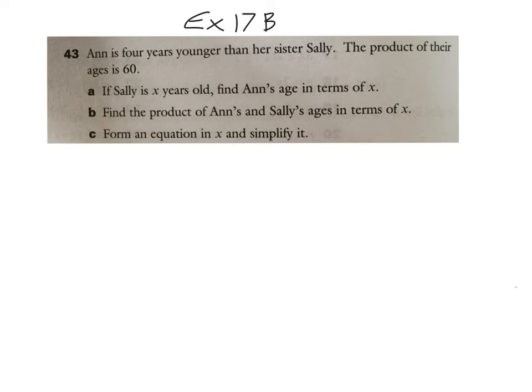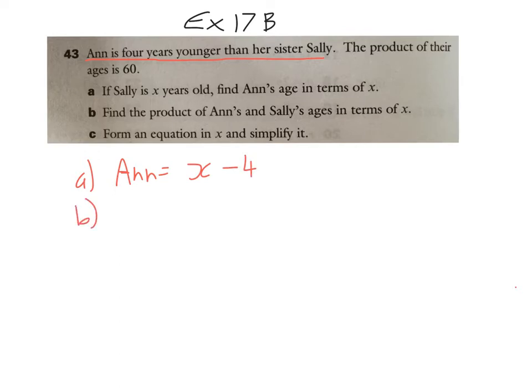Anne is 4 years younger than her sister Sally. The product of their ages is 60. If Sally is X years old, find Anne's age in terms of X. So the connection is that Anne is 4 years younger than her sister Sally. So Anne is going to be Sally's age minus 4.